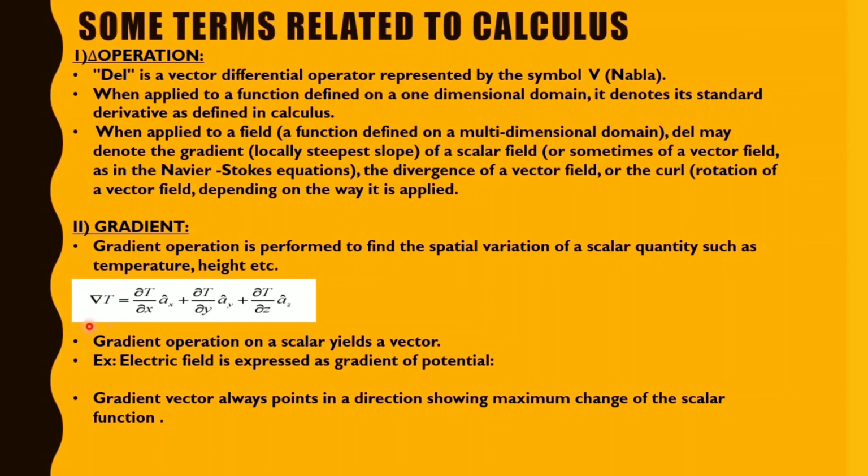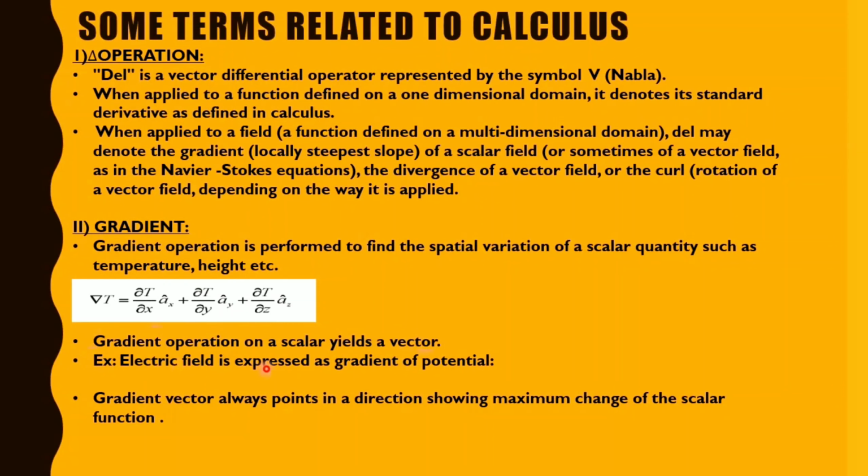Scalar quantities are those that have a magnitude but do not have any direction. So what we will do is differentiate with respect to each of the three dimensions: one will be delta x, one delta y, and one delta z, along with the unit vectors a x cap, a y cap, and a z cap. So the gradient operation on a scalar field gives a vector.